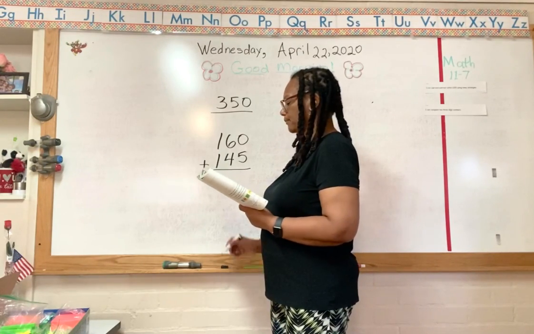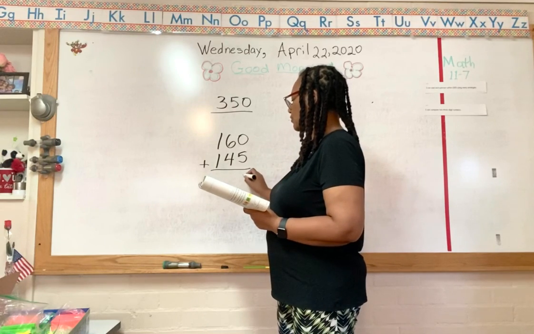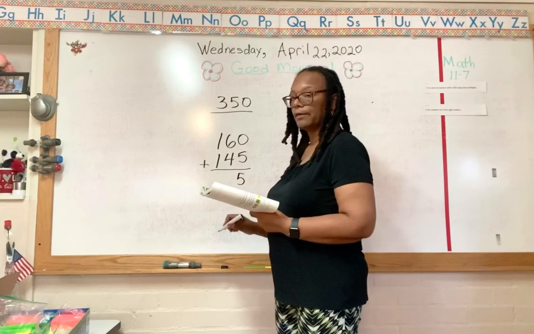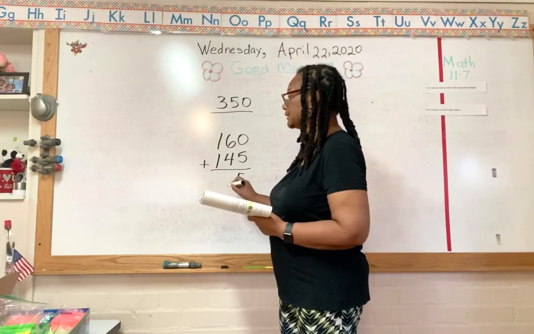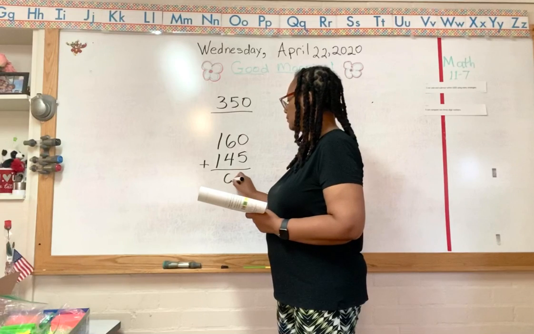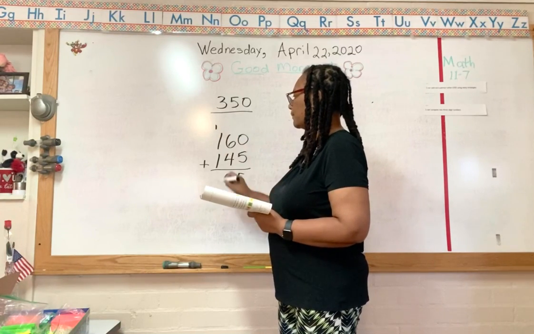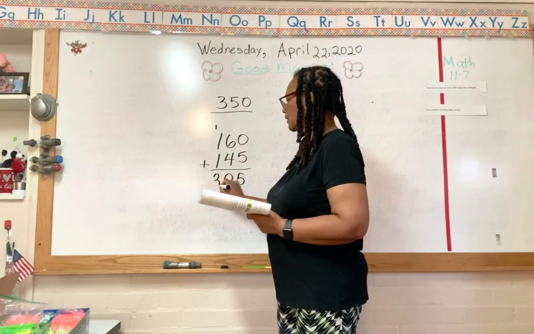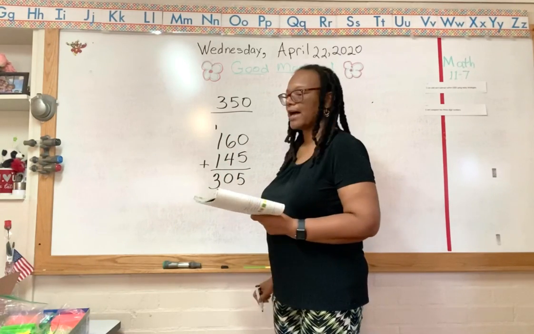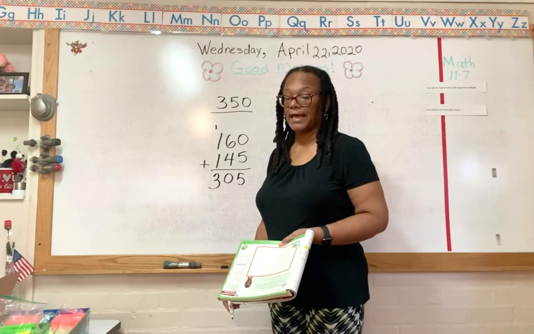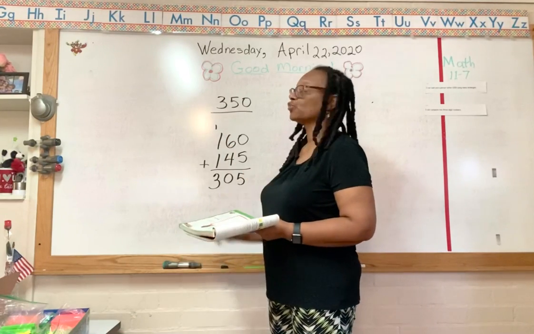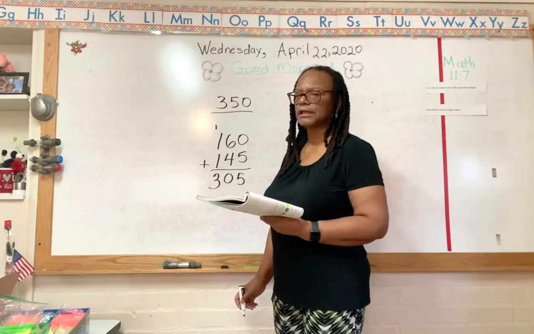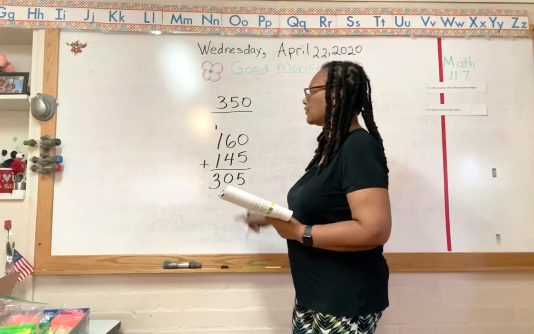All right. 5 plus 0 is 5. 6 plus 4 is, did you say 10? Put down the 0, carry the 1. And 1, 2, 3, 305. Wow, she baked a lot of muffins, but it's still not 350. How many more does she have to get to 350?